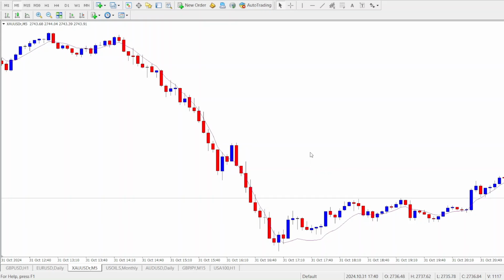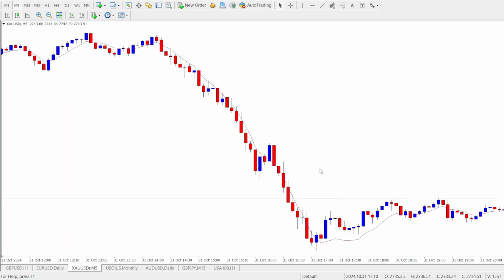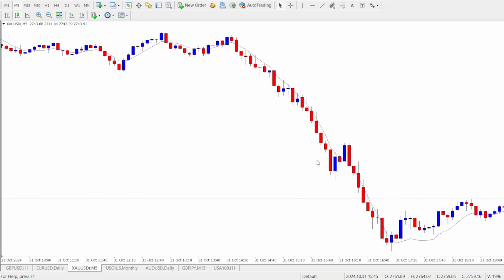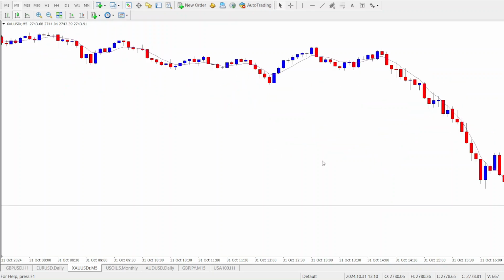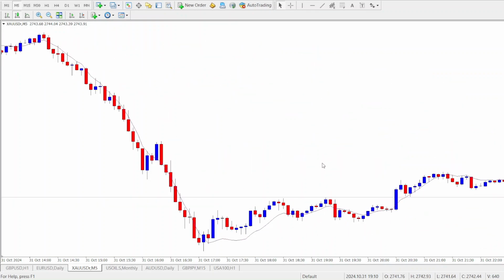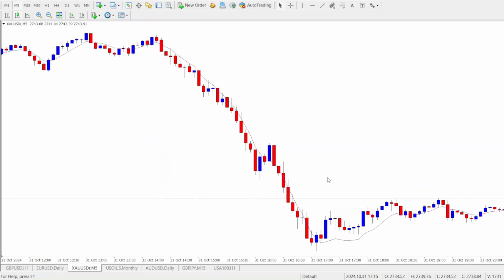Now, have you ever been frustrated by missing the right entry or exit points just because your indicators were too slow to react? The double exponential moving average might be very useful if you've experienced such. By the end of this video, you might come to know whether this indicator is the right fit for you or not. So let's start with the basics.